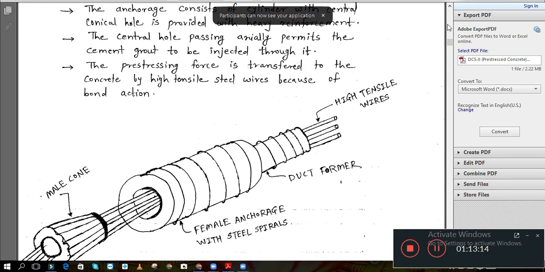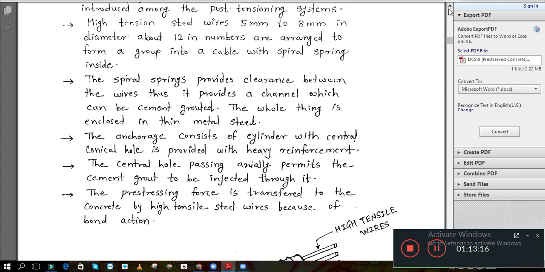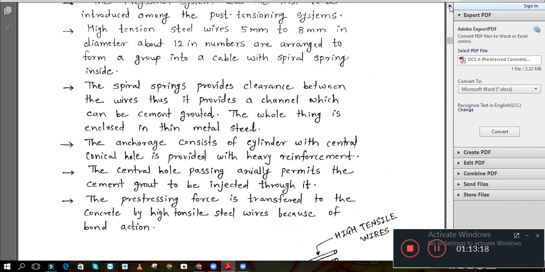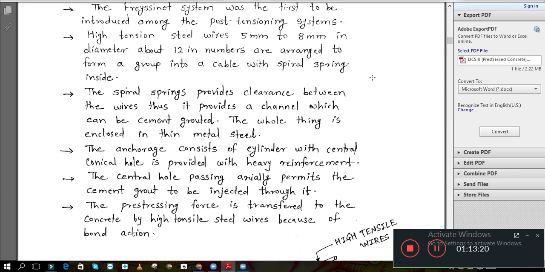So we were talking about this Freyssinet system. This system we will see today. The remaining part we will take in the next lecture. So wires of 5 mm to 8 mm diameter are inserted.